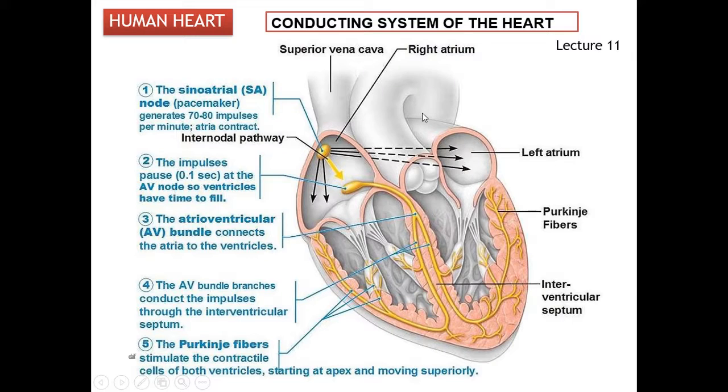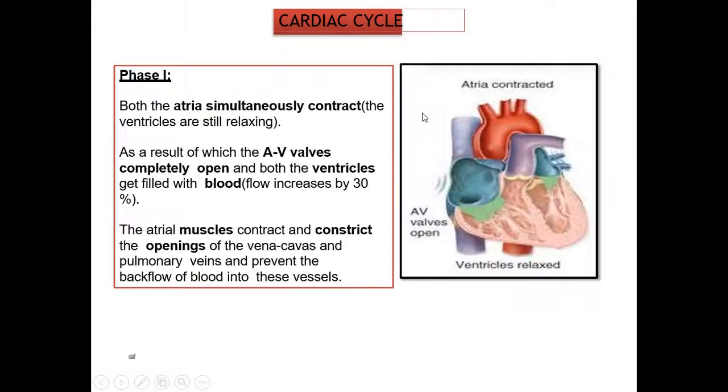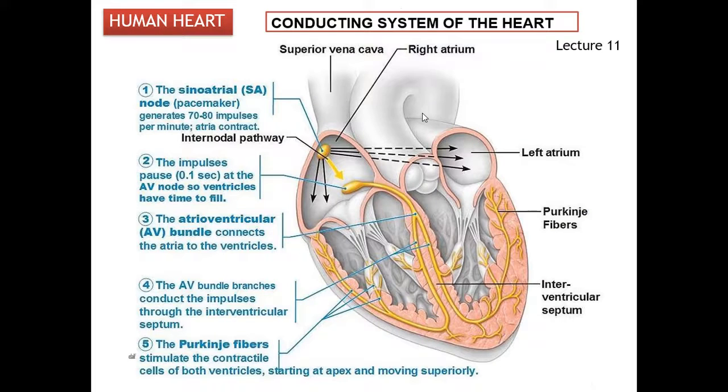Okay. In the last lecture, we completed the cardiac cycle and how it works. In the next lecture, lecture number 11, we will see the conducting system of the heart. As you know, the human heart is myogenic, that is, the heart is capable of generating cardiac contraction independent of nervous input.